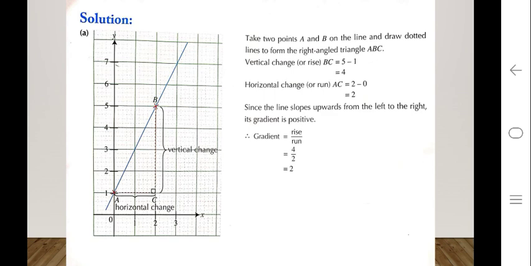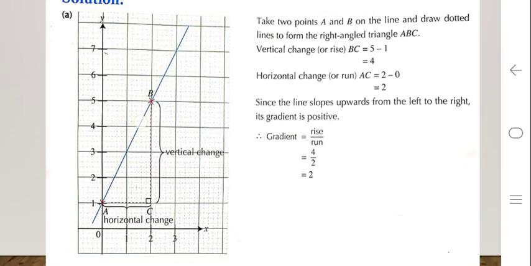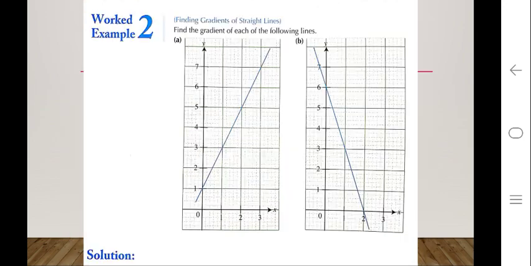See, this one, they pick different coordinates from what I picked just now. They start from here and they take this coordinate here. So go 2 times and then rise 4 times. So vertical change 4, horizontal change or run 2. 4 over 2, still 2, right? Again, you can take it from here to here, or from here to here. It's up to you. The answer will always be the same.